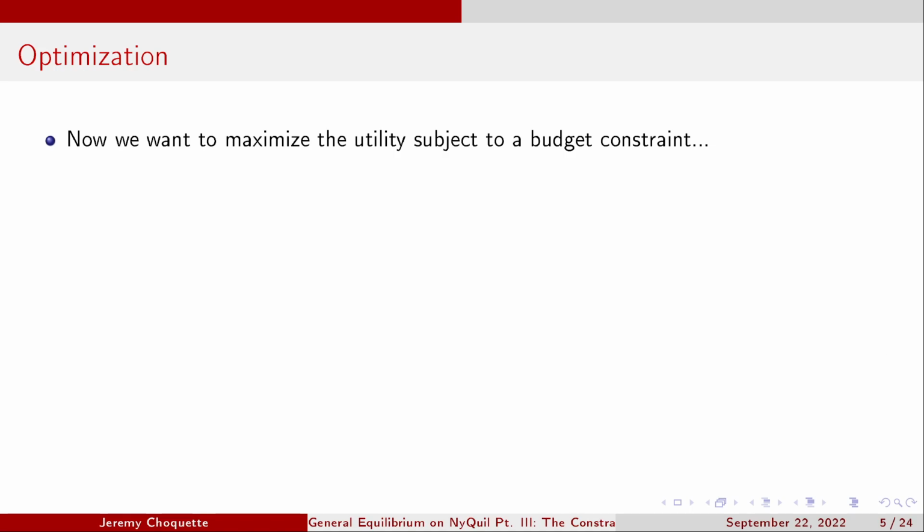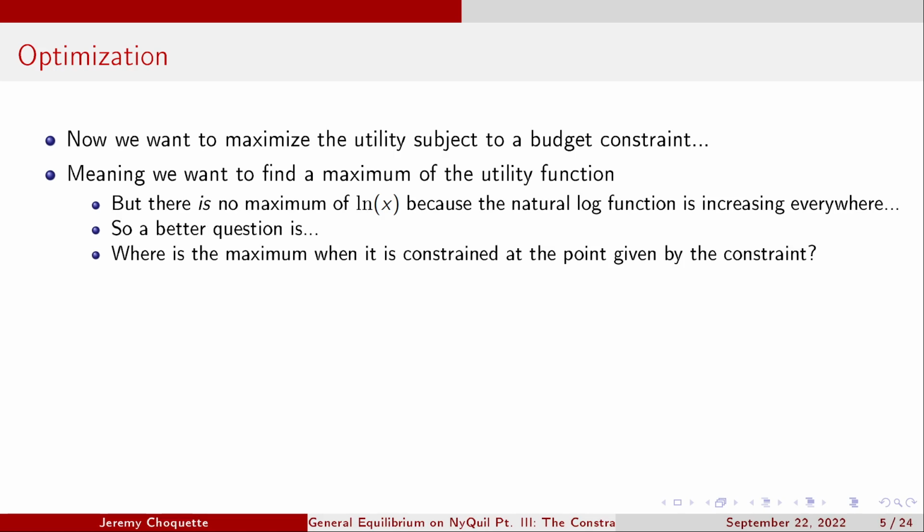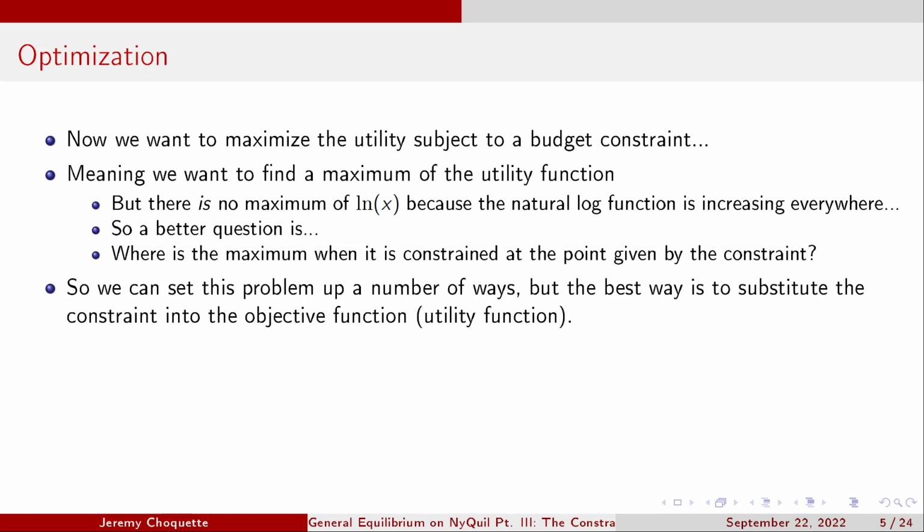So if I want to maximize utility subject to a budget constraint, meaning I find the maximum of the utility function, remember there's no maximum of the natural log of x because the natural log function is increasing everywhere. So the better way to put it is, what's the maximum when it's constrained at a point that is given by my budget constraint? So I set this problem up.